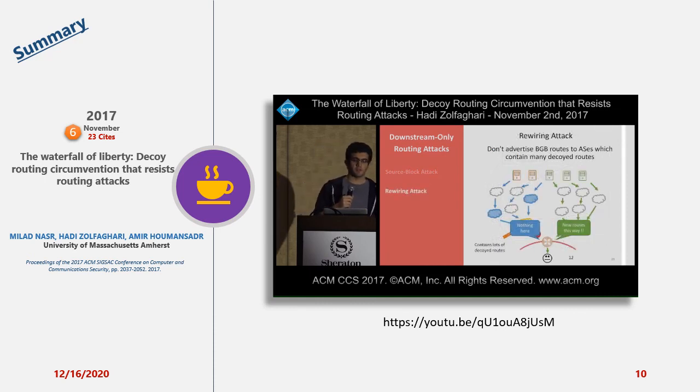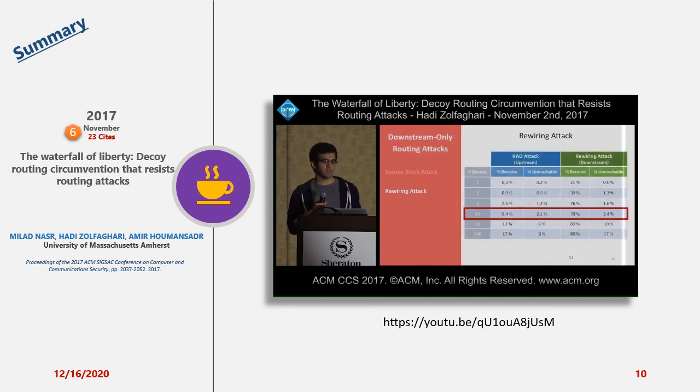The second type of attack that censors can apply on downstream decoy routing systems is a rewiring attack. The idea of this attack is that, for example, in this figure, the censoring region is accepting downstream traffic from two ASs, the yellow ASs. If one of these ASs contains lots of decoyed routes, they could stop advertising their routes to these ASs and start advertising them to ASs which don't contain lots of decoyed routes. So again, this is going to be more costly than the previous RAD attack.